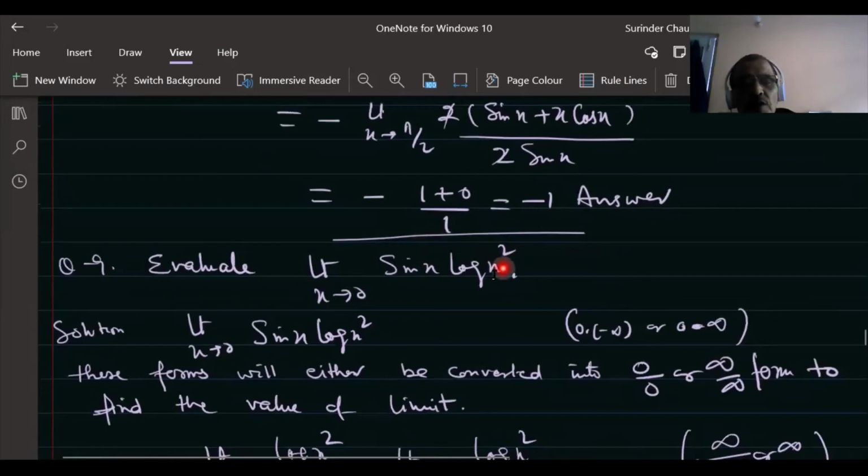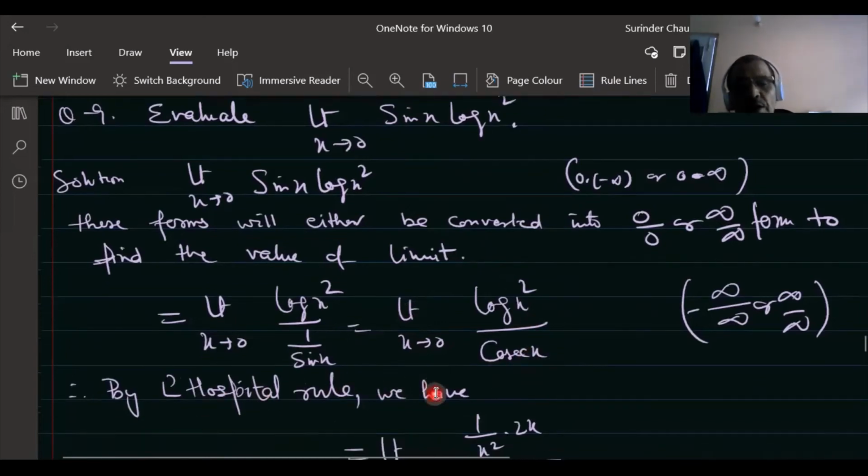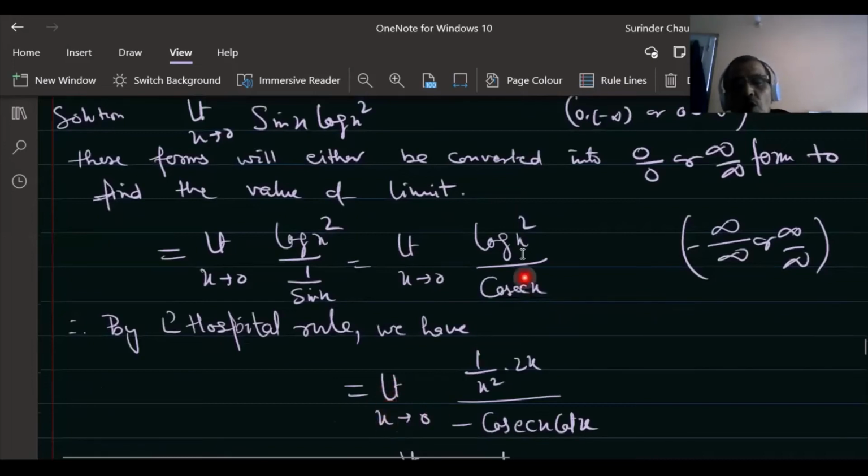This was a product, so we write log of x square upon 1 upon sin x, taking sin x into the denominator. This becomes limit x to 0 of log of x square upon cosecant x. Now this is minus infinity upon infinity, so infinity upon infinity form. So we can apply L'Hospital's rule here. We have to check it at every step. Differentiating the numerator gives 1 upon x square times 2x, and the derivative of the denominator is minus cosecant x cot x.